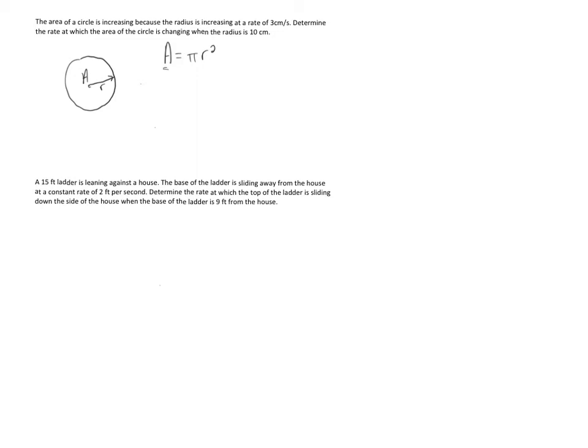So the derivative of area with respect to time is dA/dt. And then remembering that pi is really just a constant, the derivative of pi r squared is just bring the 2 down in front, which gets multiplied by the pi. You drop the power of the radius to 1, and then you take the derivative of what's inside, being the radius, with respect to time, and that's dr/dt. So now we just have to make sure we have all the information.